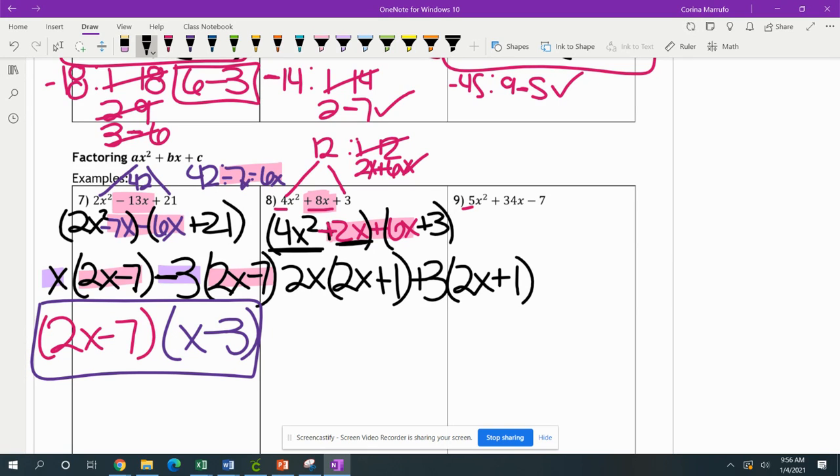Okay, so then looking at both of these, they both have a 2x plus 1 in common, so I write it out here, 2x plus 1. And then we write whatever is left over, so I'm left with 2x plus 3.